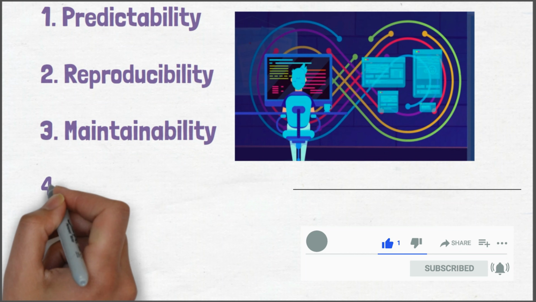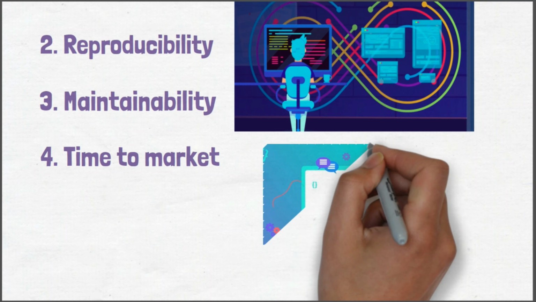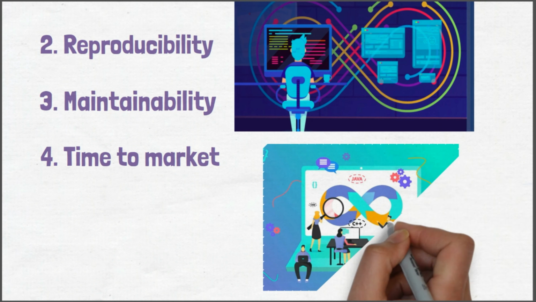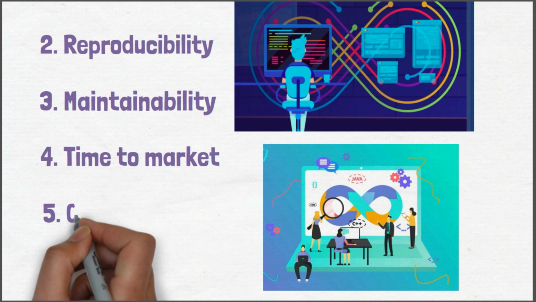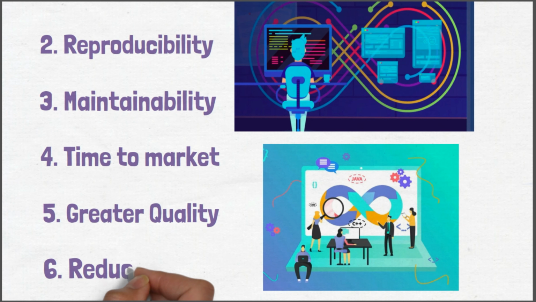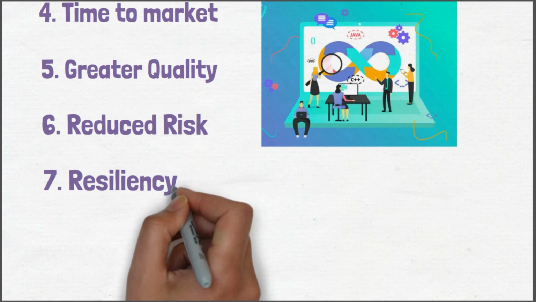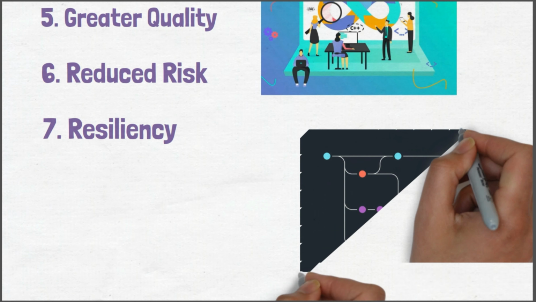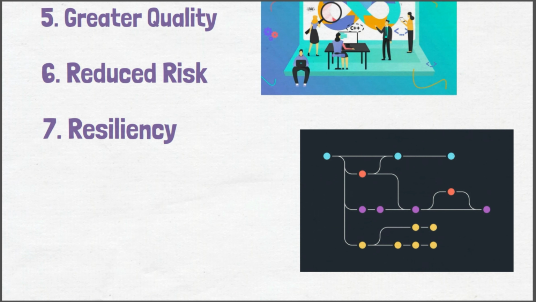Fourth, time to market. DevOps reduces the time to market up to 50% through streamlined software delivery. It is particularly the case for digital and mobile applications. Fifth is greater quality. DevOps helps the team improve application development quality by incorporating infrastructure issues. Sixth is reduced risk. DevOps incorporates security aspects in the software delivery lifecycle, and it helps reduce defects across the lifecycle. Seventh is resiliency. The operational state of the software system is more stable, secure, and changes are auditable.